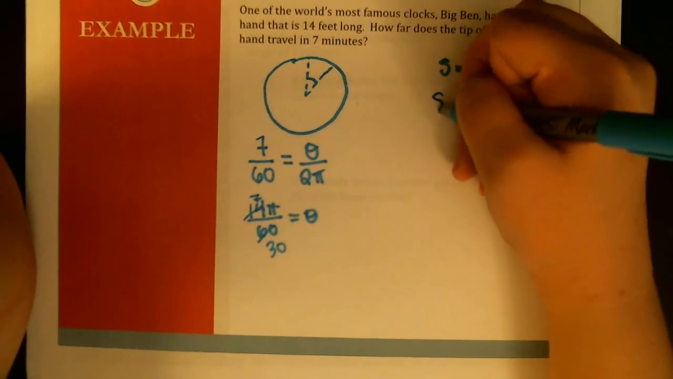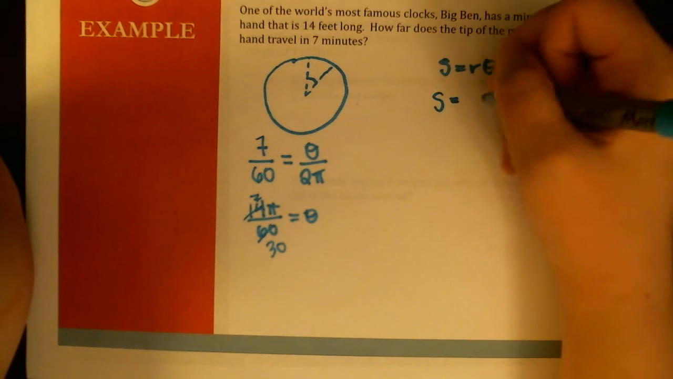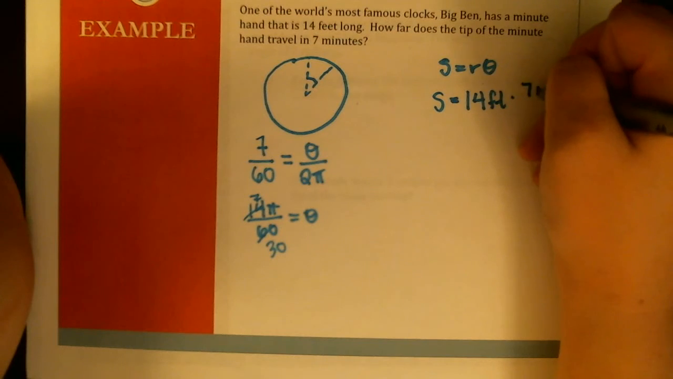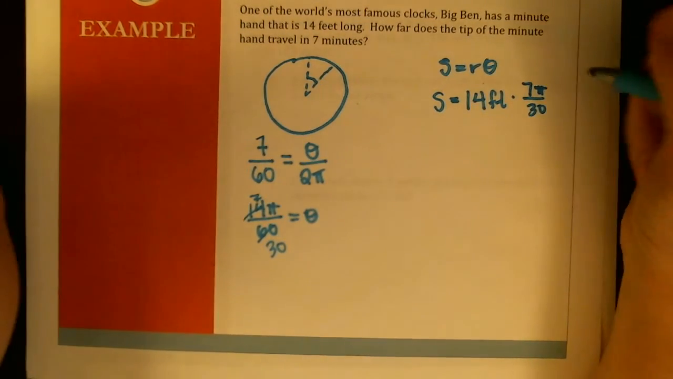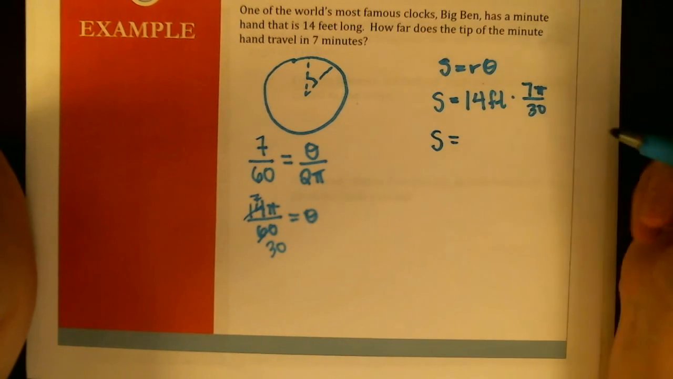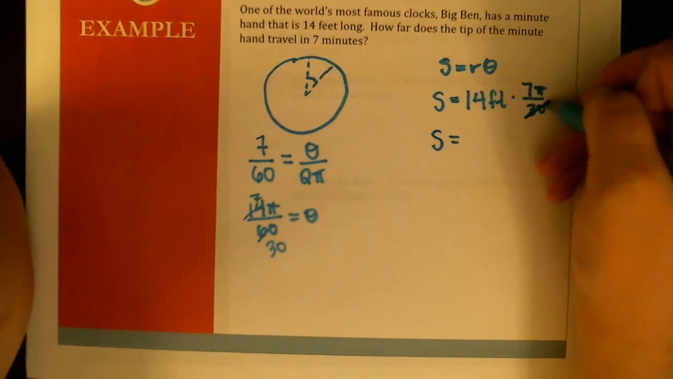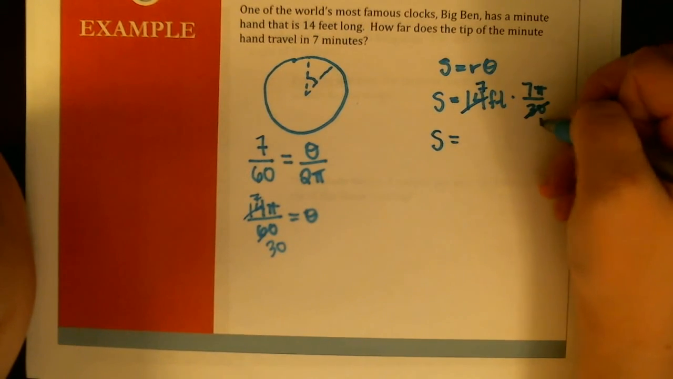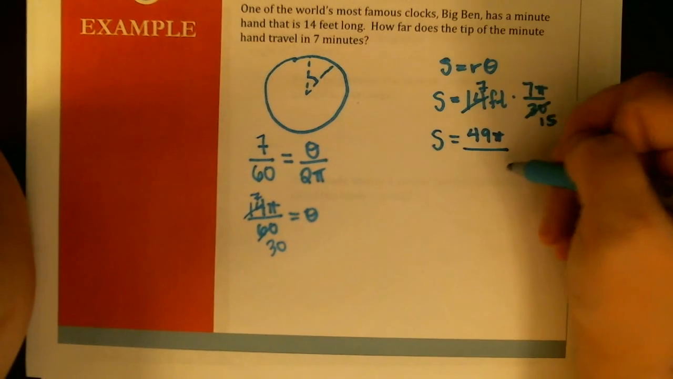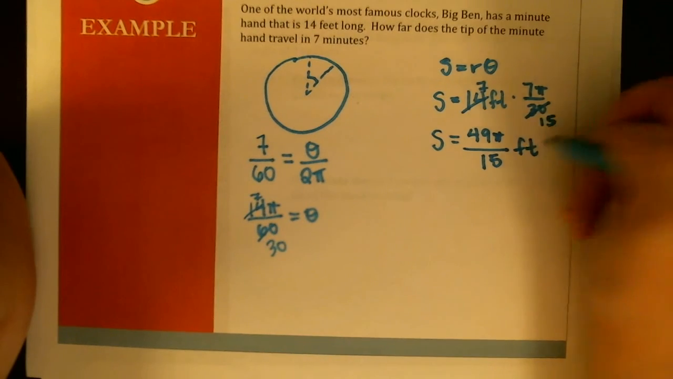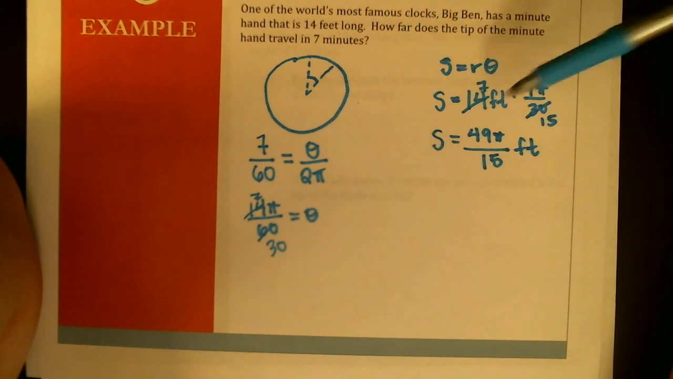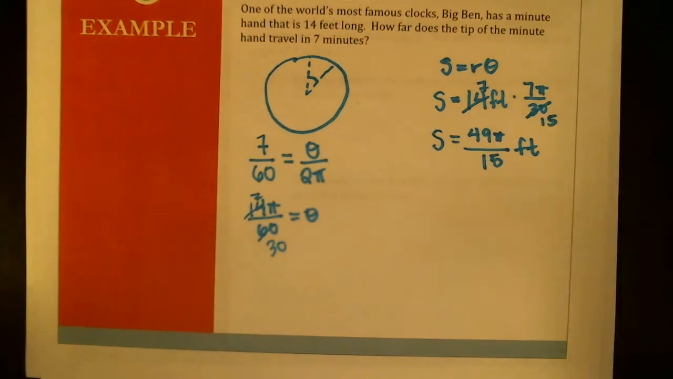So over here, S equals R theta. Our radius is 14 feet, and then we have 7 pi over 30. If we get 14 times 7 pi over 30, what can we do here to simplify? We can cancel out a 2 again. So 7 times 7, I'm seeing 49 pi over 15 feet. Okay, so maybe I lied to you. The 7 over 60 we used, but I don't think we could just put that in here nicely. We really do want that radian measure.